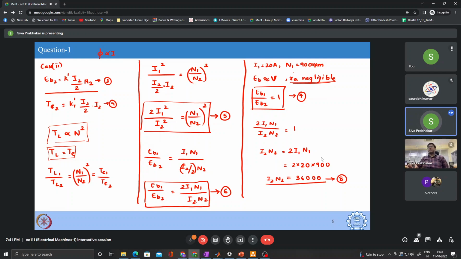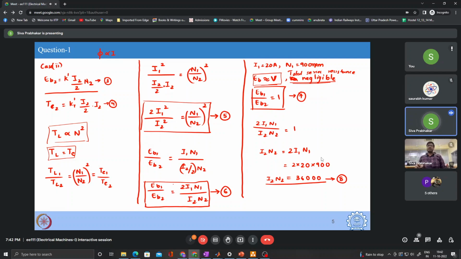So in the question, we have not been provided any data regarding the resistances, that is the armature resistance as well as the effective field circuit resistance. So we can consider that the total series resistance to be negligible. So we can approximate the back EMF to be approximately equal to the supply voltage. This is the important assumption we are taking. So then we can say EB1 by EB2 equals 1.